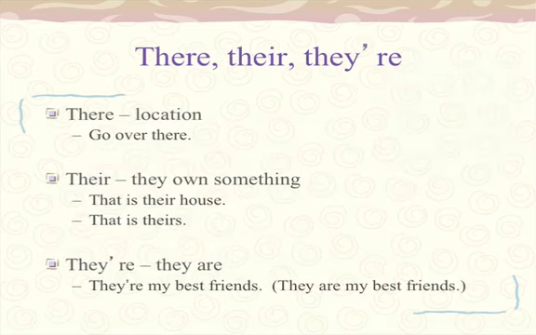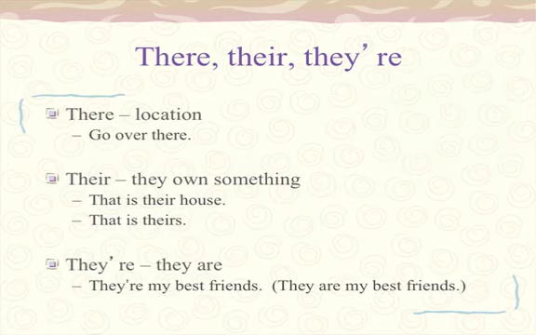Here's another very common set of homophone errors. There, and there. THERE means location. And the way that I remember that is in THERE is the word here. HERE. And since here is a location, then using the word there spelled with THERE must mean location. So go over there.